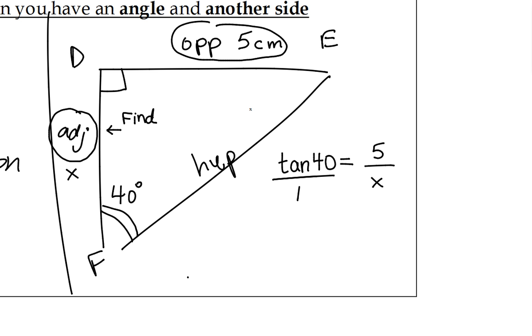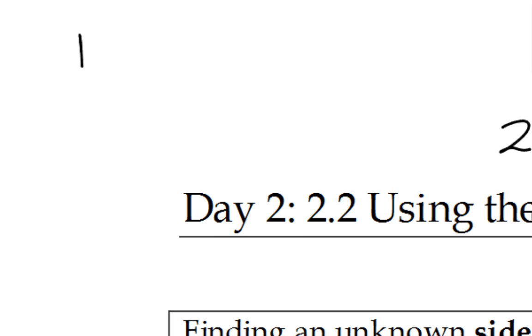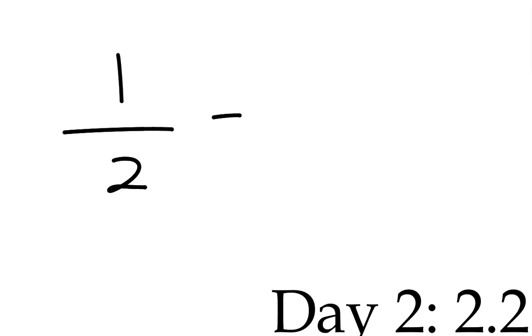Do you think you guys can cross multiply? I think most people can cross multiply. Do you want to do a quick review of cross multiply? Go to the top of your page, draw a fraction. 1 over 2 equals 3 over x. This is a quick review of cross multiplication. Without even thinking, what does x have to be?